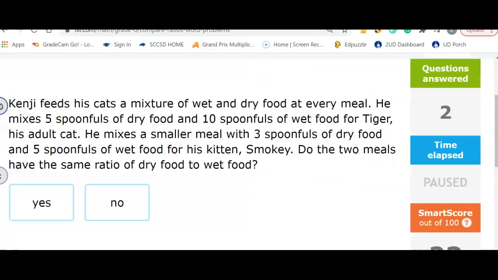Okay, what I'd like for you to do is, you and your partner, go ahead and read through the word problem, and I want you in your notebook to write the ratios, show proof whether these ratios are equivalent or not. Go ahead and start this one.